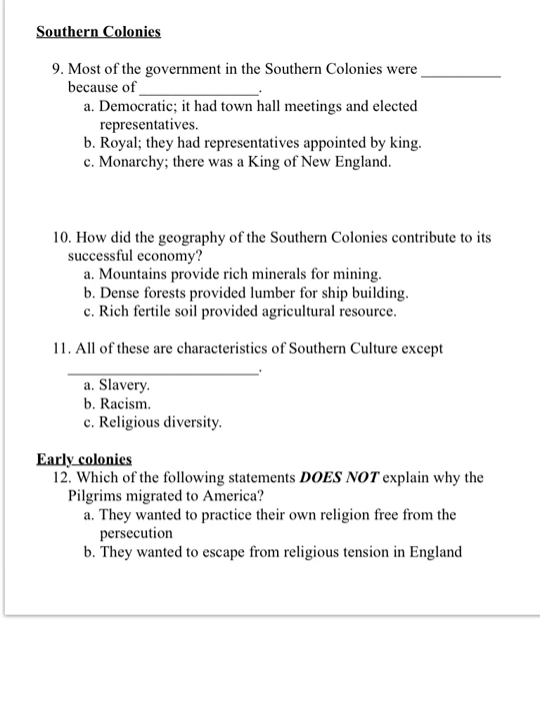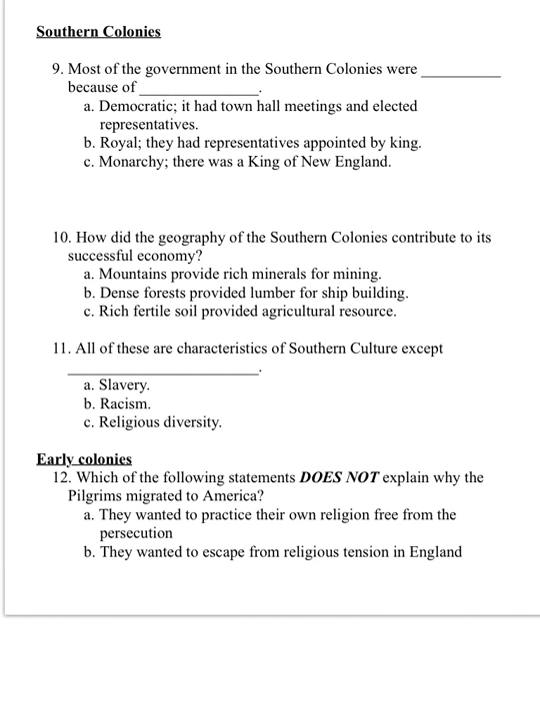Number 10. How did the geography of the southern colonies contribute to its successful economy? Is it A, mountains provide rich minerals for mining, B, dense forests provided lumber for shipbuilding, or C, rich fertile soil provided agricultural resource? So how did the geography of the southern colonies contribute to its successful economy?